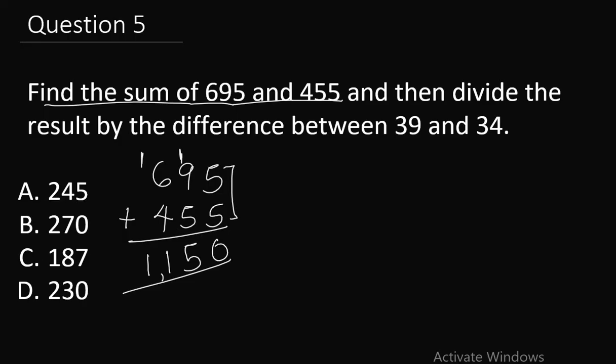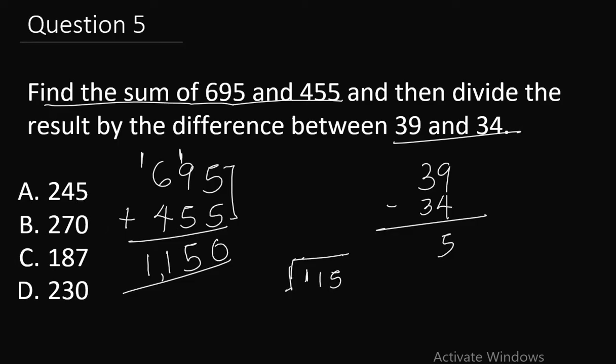Now, you are meant to divide this result by the difference between 39 and 34 according to the question. So let's find the difference. 39 minus 34 will give me 5. Let's go over and divide. Let's use long division. 1150 divided by 5.